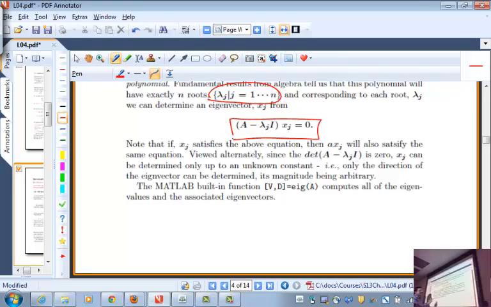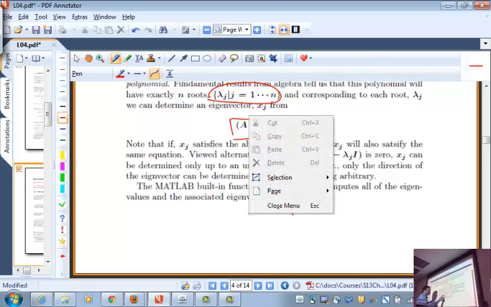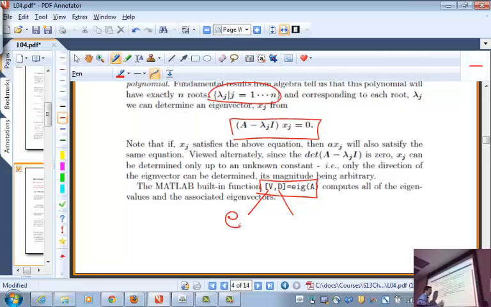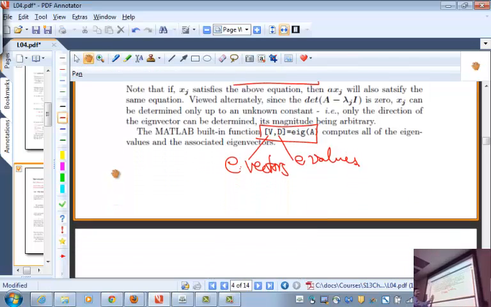The MATLAB built-in function that you will use is eig, and you pass the matrix operator A, and it returns two answers. One would be a matrix V containing eigenvectors, and D will contain the eigenvalues. V will contain columns of numbers, and each column is one eigenvector. And D will be a diagonal matrix, and on the diagonal elements you will have the corresponding eigenvalues. Any questions?